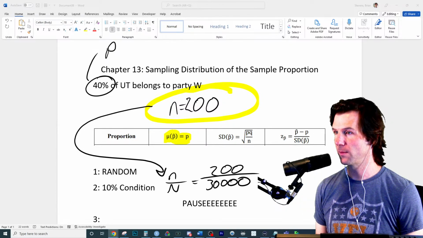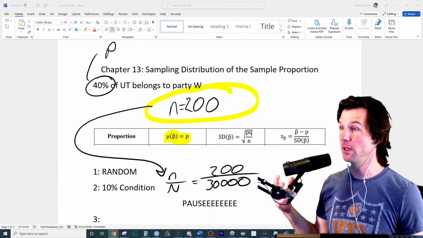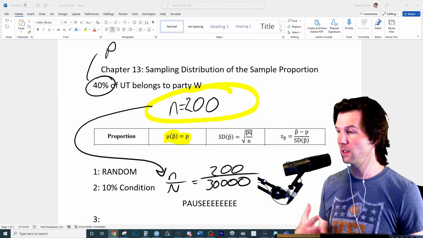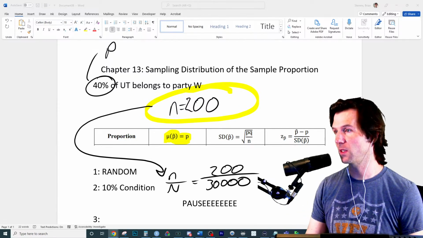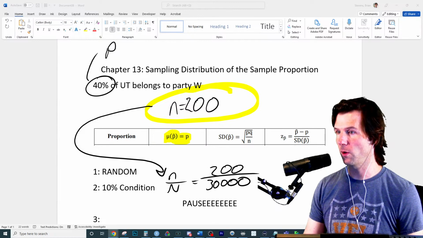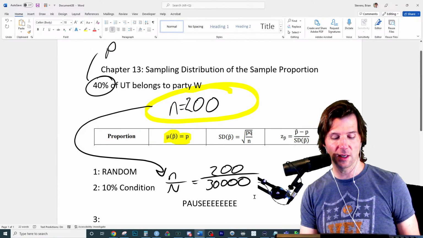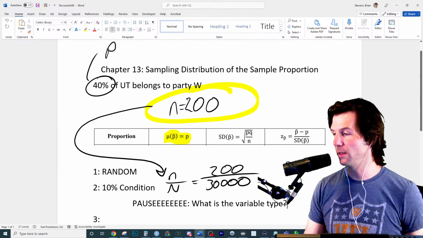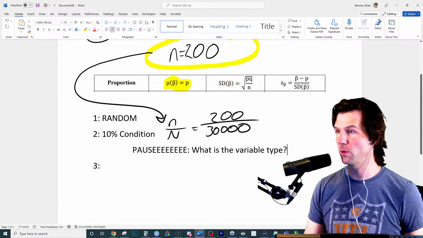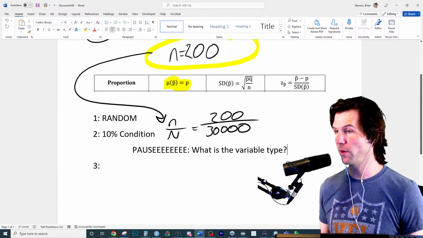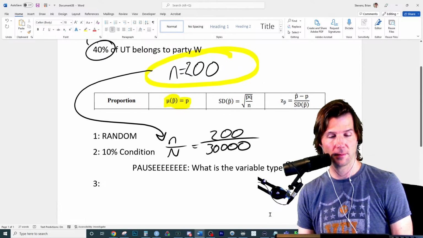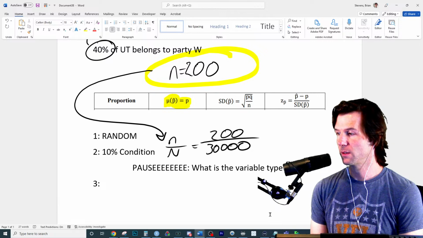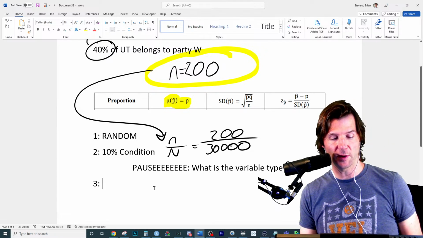We're doing categorical data. Since we're doing categorical data, we need at least this, which I'm basically telling you the condition. Since it is categorical, you pause and say, what is the variable type? The variable type is going to clue us in, depending on whether it's categorical or quantitative. Great job, Lindsay. Good review. So because it's a categorical variable, it's going to be the what condition? Success failure, exactly. Success failure for categorical variables.